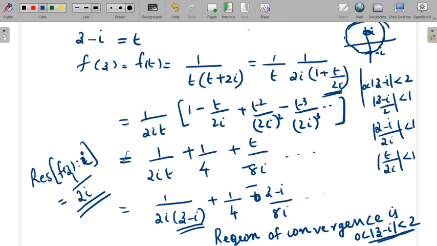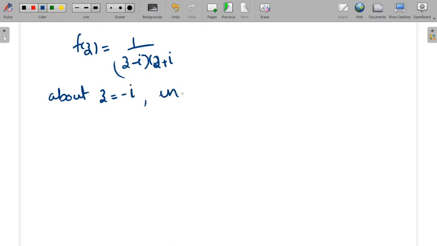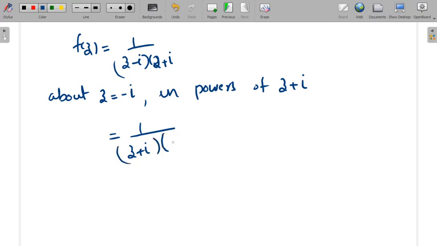അപ്പോൾ മൈനസ് ഐയിൽ എഴുതുമ്പോൾ our expansion region will be, function change ഒന്നുമില്ല, f of z is 1 by z minus i into z plus i, but we are going to expand about z equal to minus i. That means in powers of z plus i. So everything is arranged into z plus i. So z plus i is there. Then z minus i can be written as z plus i minus 2i.